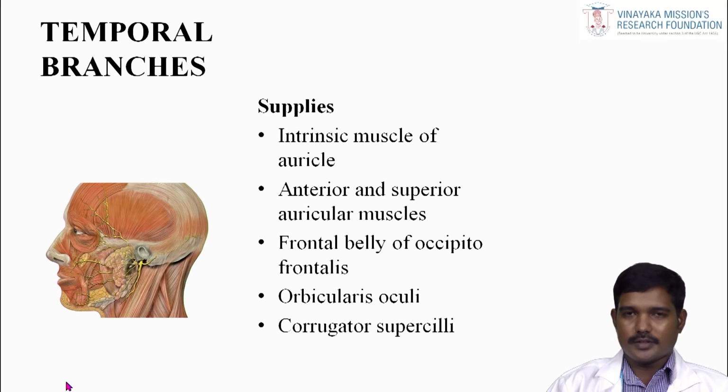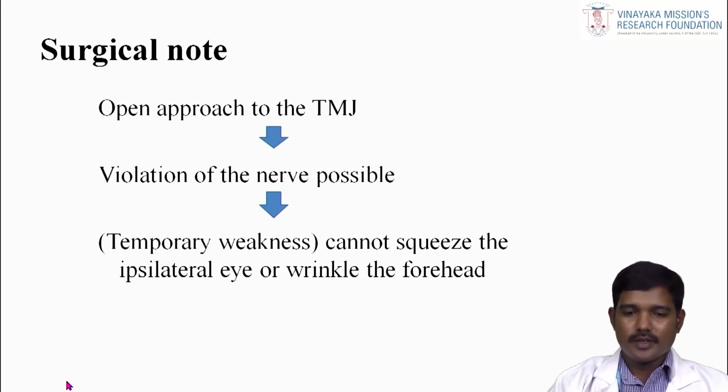So the temporal branch supplies the intrinsic muscles of the auricle, anterior and superior auricular muscles, frontal belly of occipitofrontalis, orbicularis oculi muscle, corrugator supercilii muscle. Surgical note: while doing the open approach to the temporomandibular joint, there is more chance of violation of the temporal branch of the facial nerve. So if we injure the facial nerve, the patient cannot squeeze the ipsilateral eye or wrinkle the forehead. So these are the temporary weakness.